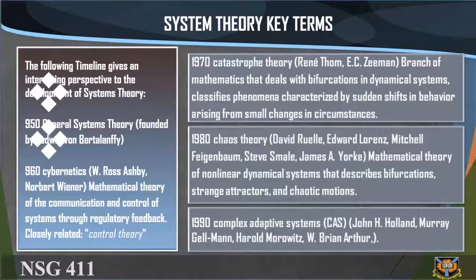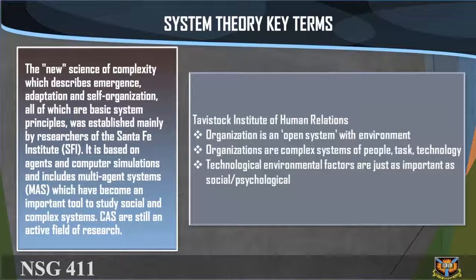1990, complex adaptive systems, CAS. John H. Holland, Murray Gell-Mann, Harold Morowitz, W. Brian Arthur. The new science of complexity, which describes emergence, adaptation, and self-organization, all of which are basic system principles, was established mainly by researchers of the Santa Fe Institute, SFI. It is based on agents and computer simulations and includes multi-agent systems, MAS, which have become an important tool to study social and complex systems.